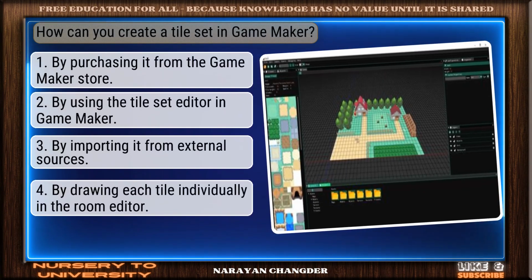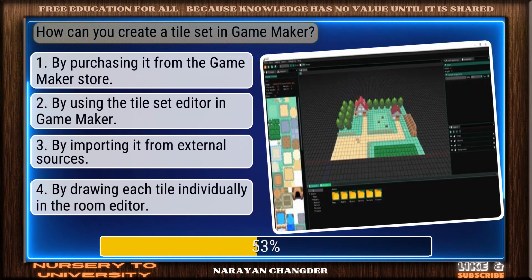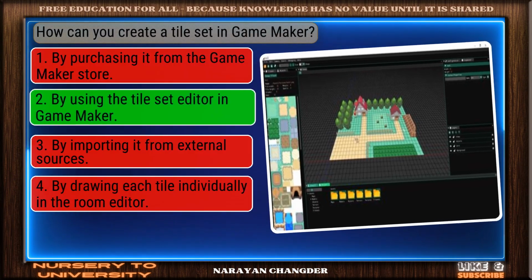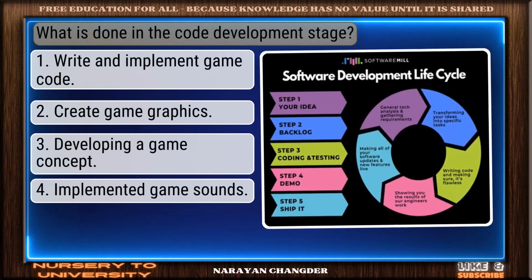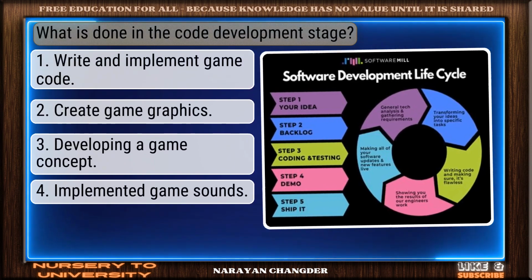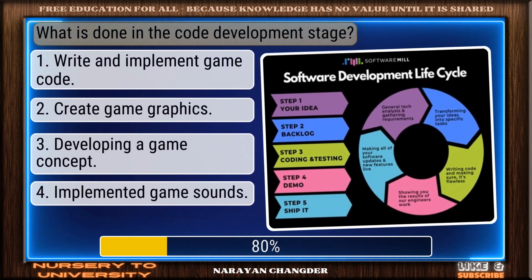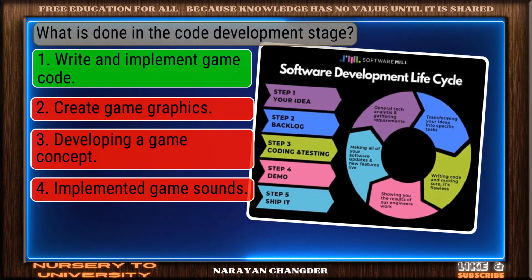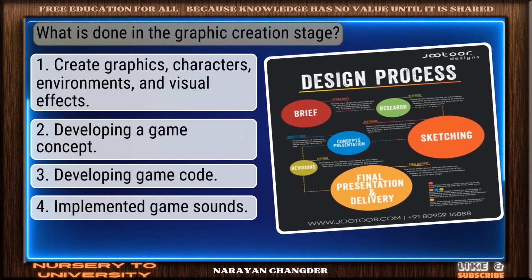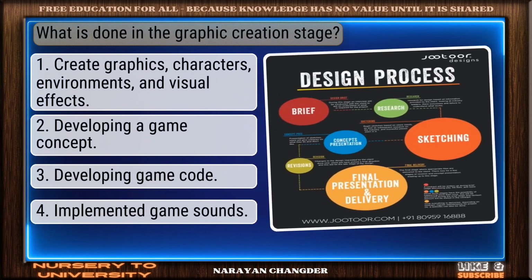Question number 37. How can you create a tile set in Game Maker? Bravo. By using the tileset editor in Game Maker is the answer. Question number 38. What is done in the code development stage? Correct. Write and implement game code is the right answer. Question number 39. What is done in the graphic creation stage?